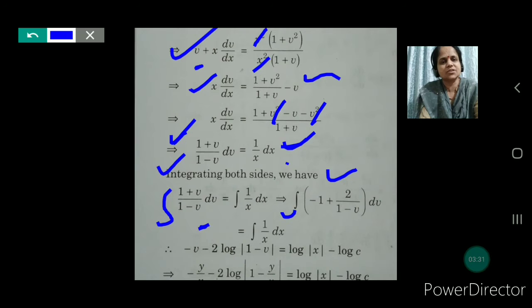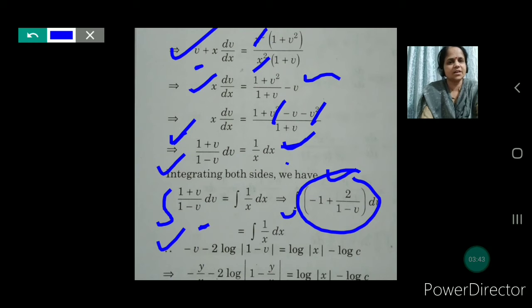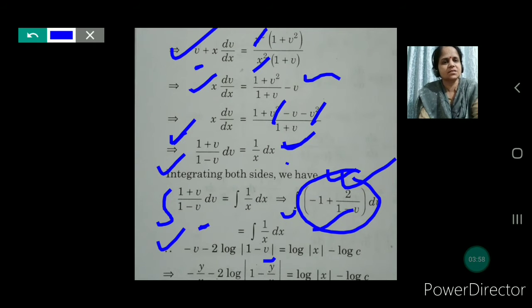Now integrating both sides. Okay, here put the integration sign. Okay, and now arrange the term on LHS. You will get it is (minus 1 plus 2) upon (1 minus v) dv, and on RHS it is integration of 1 upon x dx. Students, when you will solve this, you will find (1 plus v) upon (1 minus v). Okay, it is only the arrangement of terms. Now integration of minus dv, it is minus v, and here it is 2 log mod of (1 minus v). Okay, it is minus here, so put this sign negative. On the RHS it is log mod of x, then minus log c.